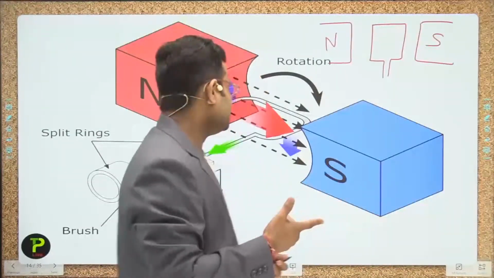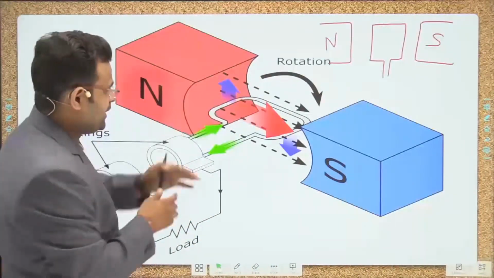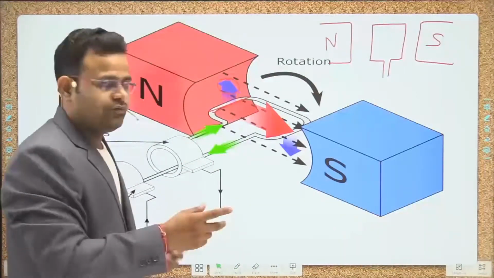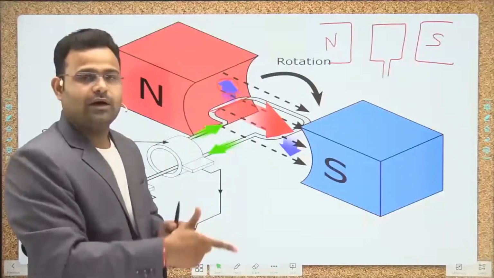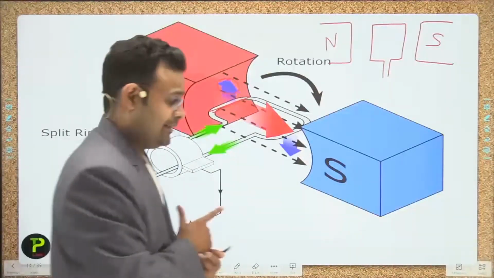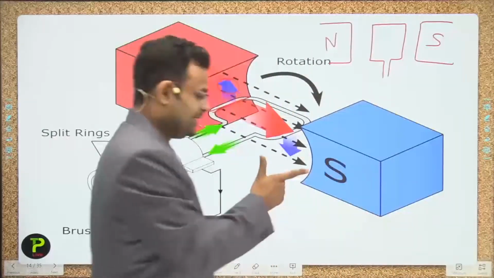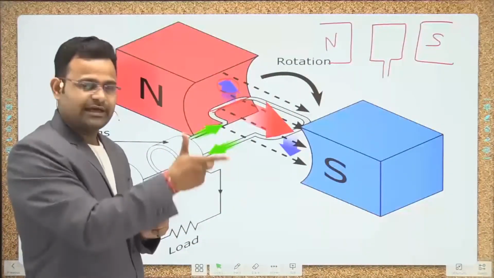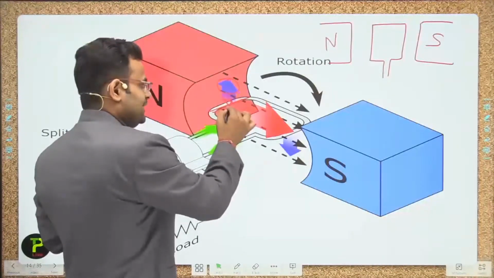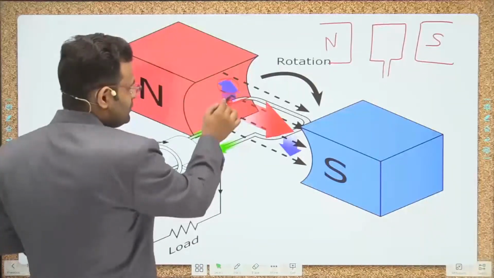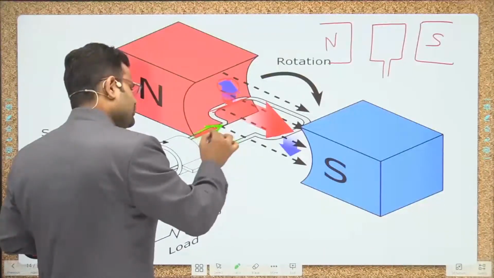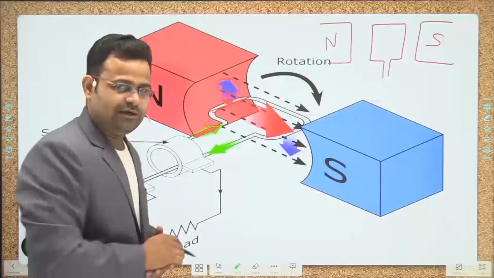So what happens when the coil moves in the upward direction? When you see that blue line, it shows the coil moving upward. What is the direction of the EMF induced current? When the magnet moves inside, the current will move in that direction. When the coil side moves upward, the current direction is that. You can find the direction of current by using Fleming's left hand rule.